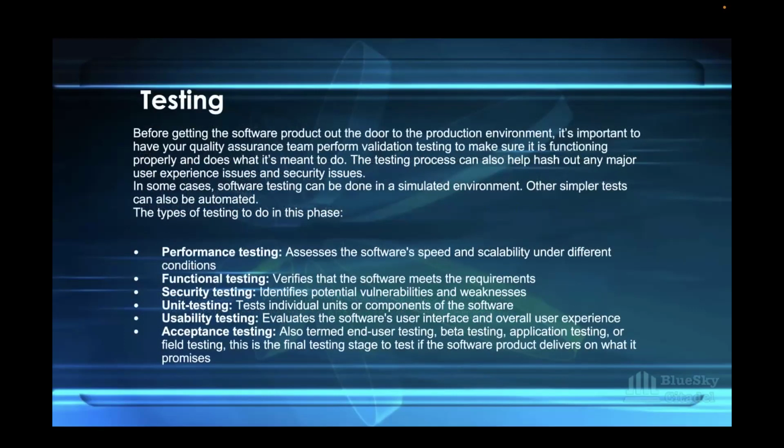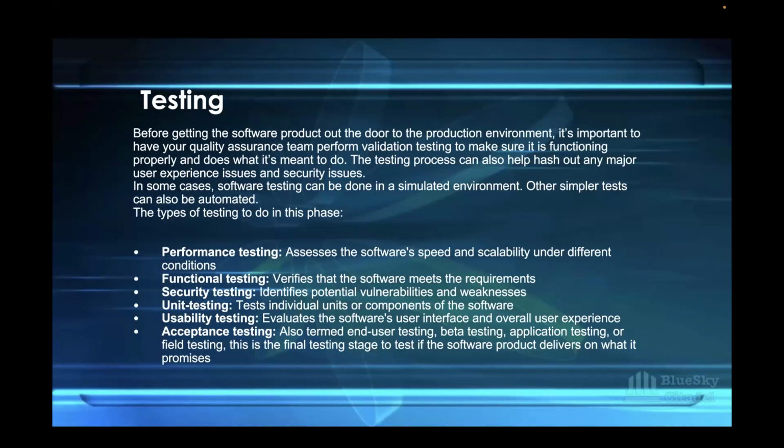So we then have the testing phase, which is before getting the software product out the door to the production environment. It is important to have your quality assurance team perform validation testing to make sure it is functioning properly and does what it is meant to do. So the testing phase involves validating that the software functions as intended. Say you are clicking on a feature that is meant to take you to the next page, you are expecting it to do that. So this is the process whereby you test that all those functionalities are working as expected.